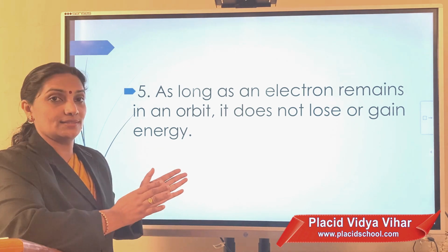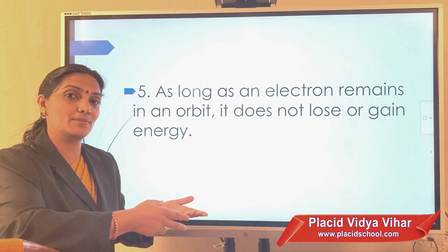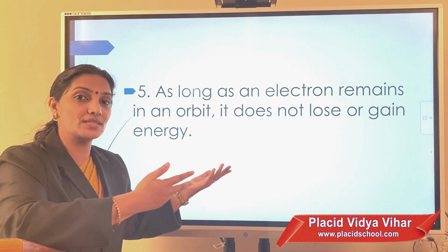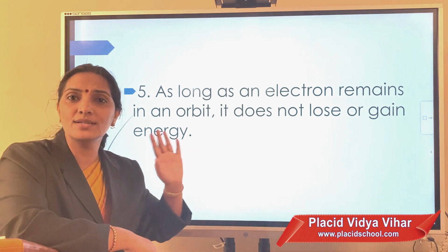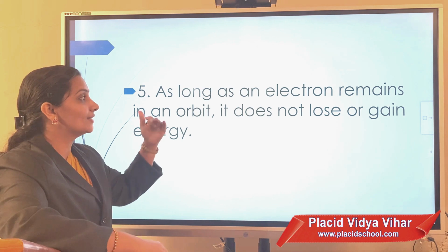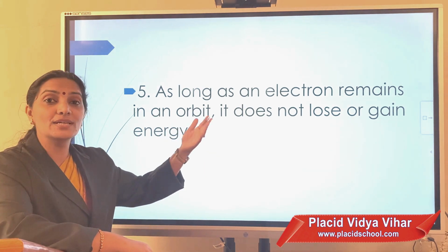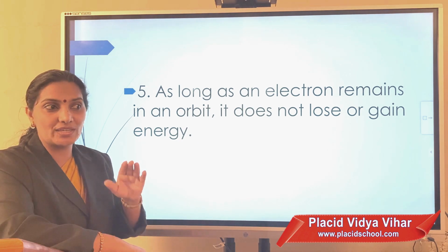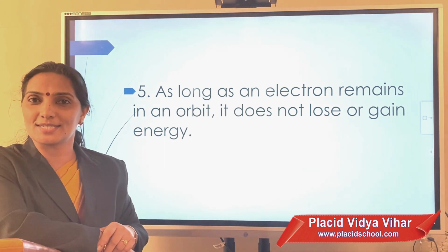Can Earth jump into Venus's orbit? It's not possible. Can Venus go to Jupiter's orbit? It's also not possible. Each one has its own path. Similarly, our electrons also have their own path. We can't move them into other shells. So we can compare this Bohr's atom model with our solar system.